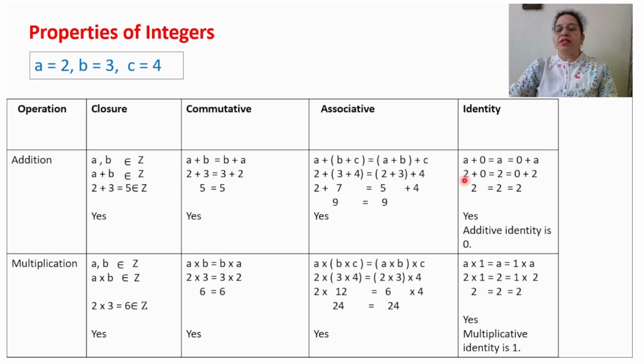Now the next one is identity element. So for identity element, we observe the commutative property as well as the property of 0. It means if we add 0, we get the same number.